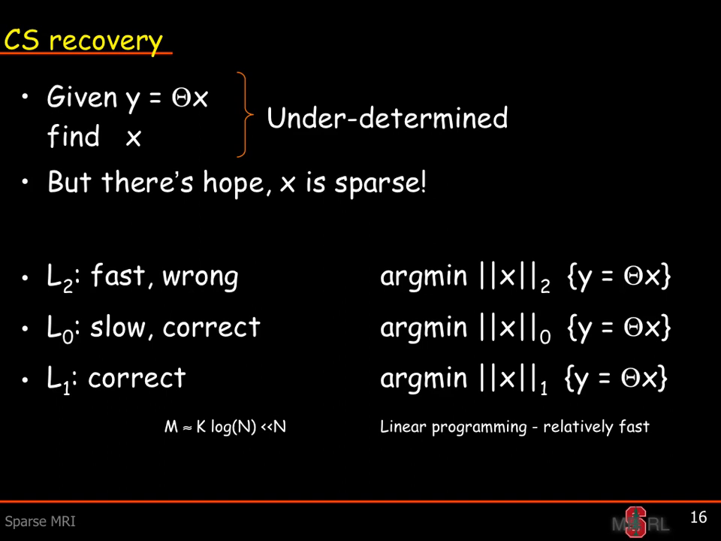And an L1 norm is just equal to the sum of absolute values of the vector x. That is, the L1 norm of x equals the sum over i equals 1 to n of the absolute value of x_i.